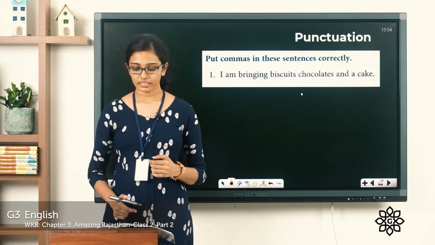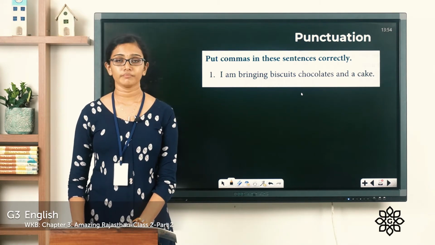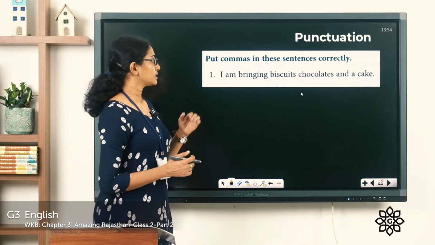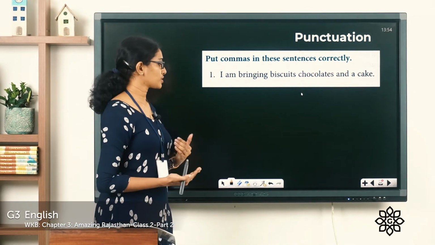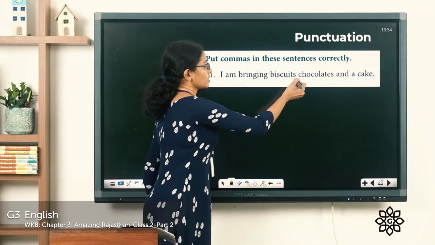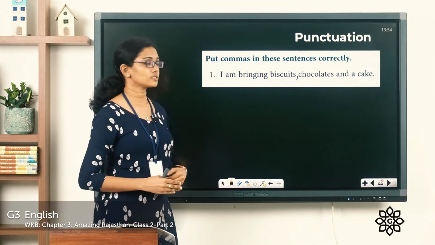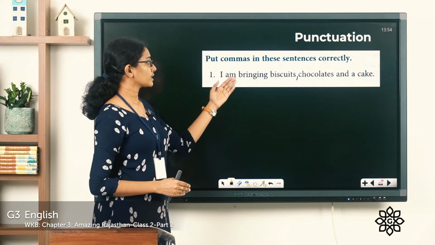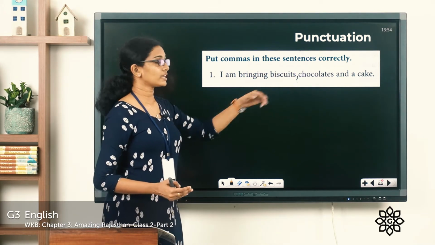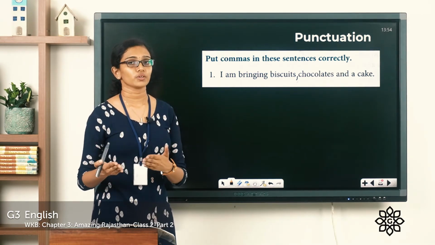Now let's move on to the questions. Put commas in these sentences correctly. I am bringing biscuits, chocolates and a cake. So there are different items here. Let's use a comma to separate the different items. I am bringing biscuits, chocolates. So there are 2 items. Let's insert a comma between biscuits and chocolates to separate them. So it is, I am bringing biscuits, chocolates and a cake. You see, when you insert a comma, there is a pause. When you read it, you have to pause.